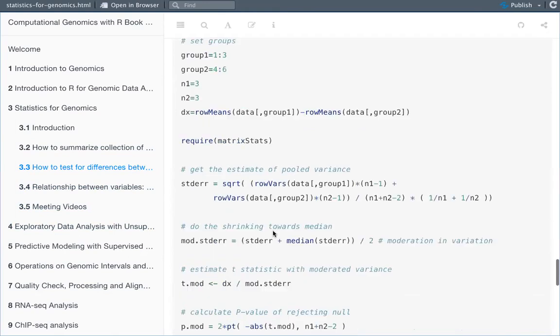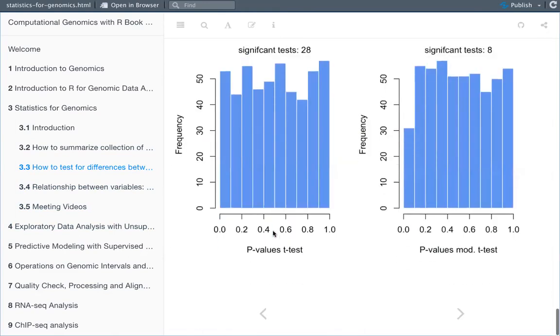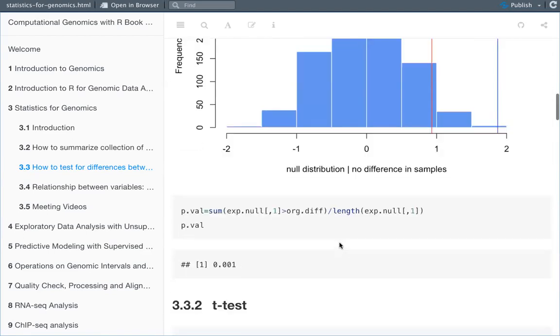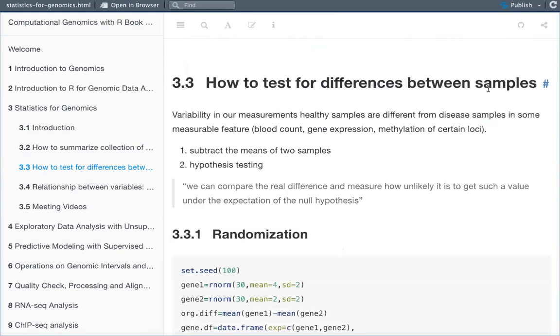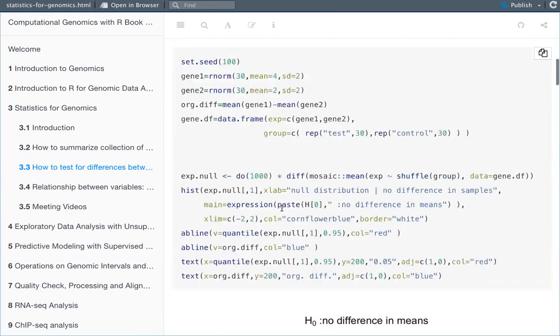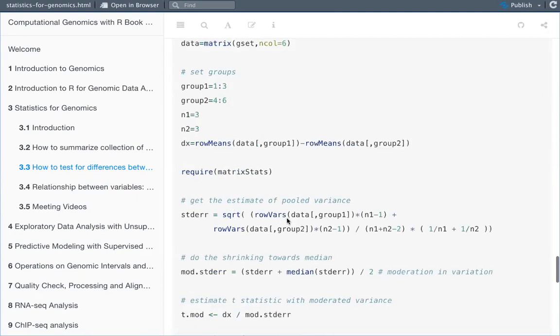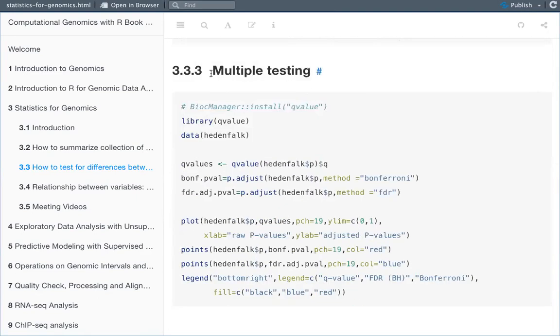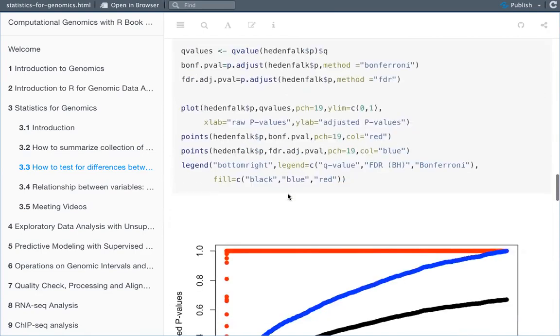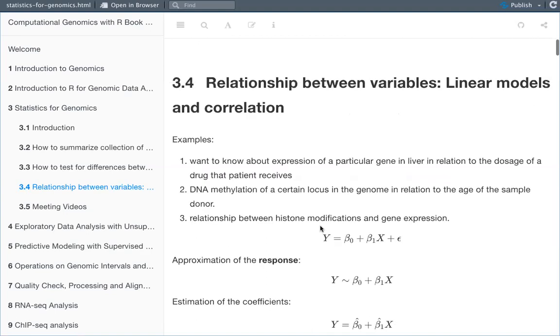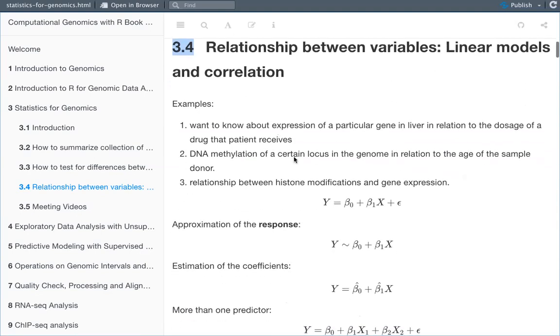Okay, let's take a quick look at this. This is the p-value. So this was the testable differences between samples, and so making hypotheses and multiple hypotheses, because we have a certain number of predictors. So the comparison with testing, and I think it's this last bit. Right. So yes, the relationship between variables, linear models and correlation.